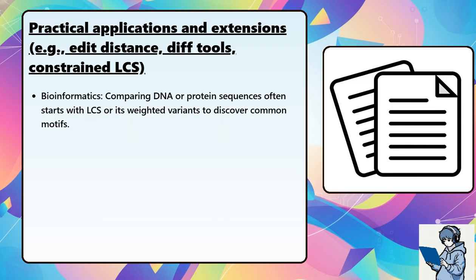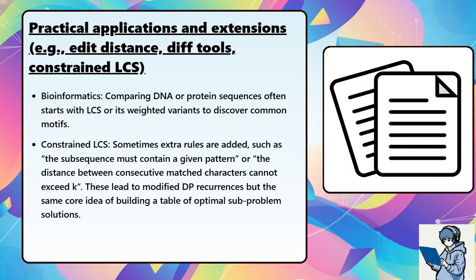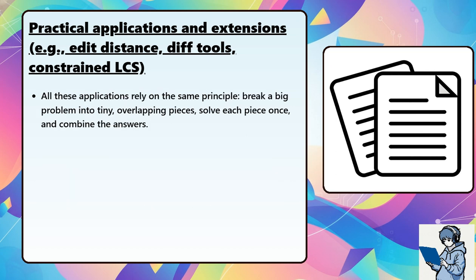Bioinformatics, comparing DNA or protein sequences, often starts with LCS or its weighted variants to discover common motifs. Constrained LCS. Sometimes extra rules are added, such as the subsequence must contain a given pattern or the distance between consecutive matched characters cannot exceed k. These lead to modified DP recurrences, but the same core idea of building a table of optimal subproblem solutions. All these applications rely on the same principle: break a big problem into tiny overlapping pieces, solve each piece once, and combine the answers.